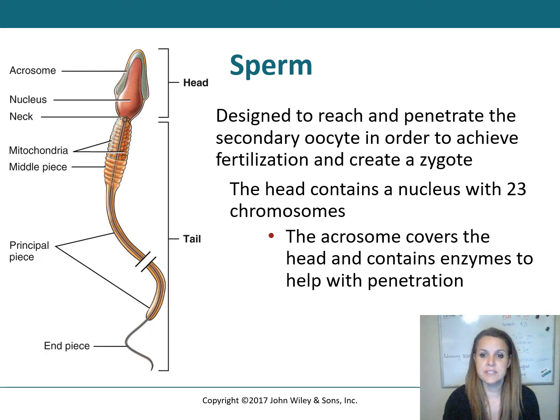So this is what we see when we look at sperm under the microscope. They're designed to reach and penetrate a secondary oocyte in order to fertilize it and create a zygote. And all their chromosomes are packed into the head.